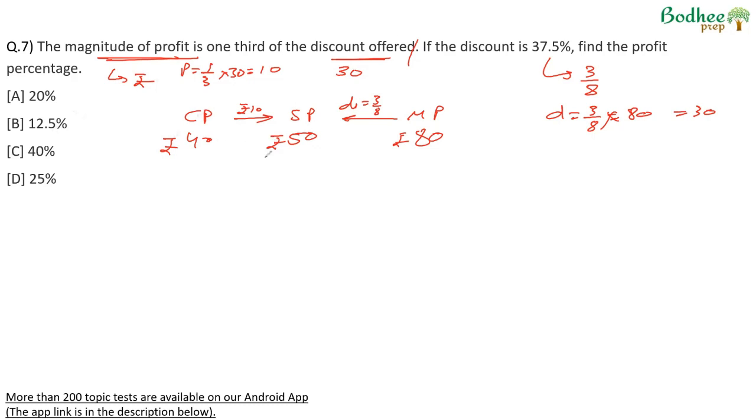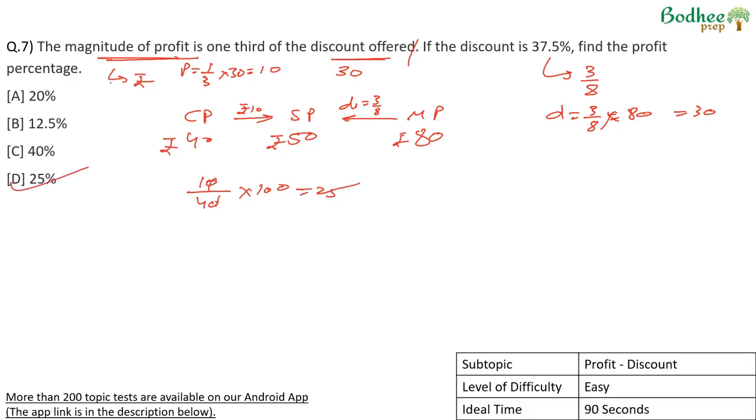We have to find out the profit percent. The profit percent is profit of 10 on a base of 40 into 100, which is 1 by 4, or 25% becomes the answer. Again, assuming a value will make this question very, very easy, just one step question. And therefore, I'm saying easy, about 90 seconds to solve. To figure out which value to start with should be done in the exam.